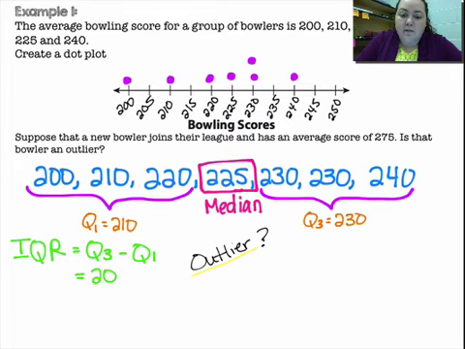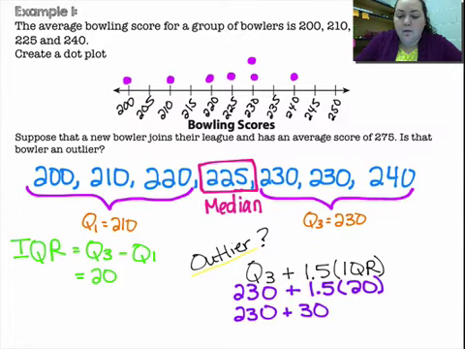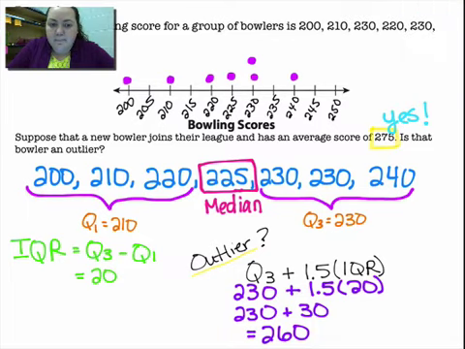Now I need to determine if it's an outlier. Okay, so I'm looking at the higher number, 275, so I'm going to take Q3 and add 1.5 times my interquartile range. Well, my IQR was 20 and Q3 was 230, so it'd be 230 plus 1.5 times 20. Well, 1.5 times 20 is 30. 230 plus 30 is 260. So any value over 260 is an outlier. Therefore, 275, yes, that is an outlier.